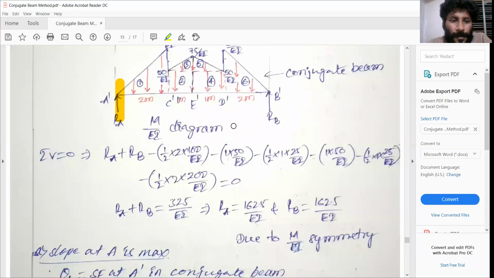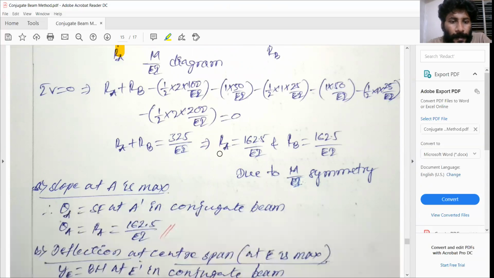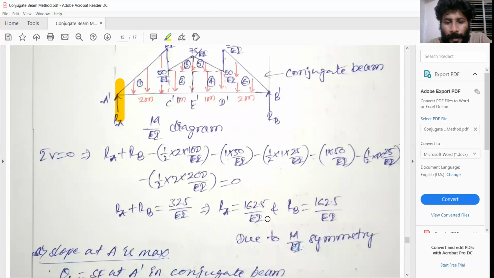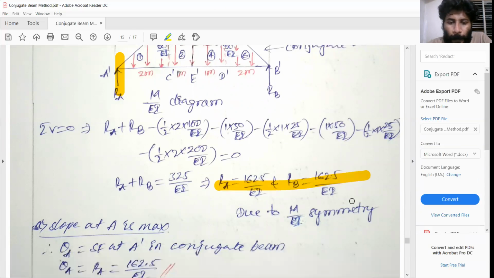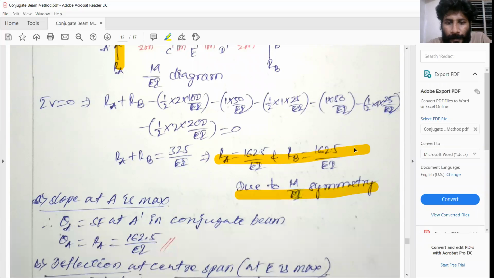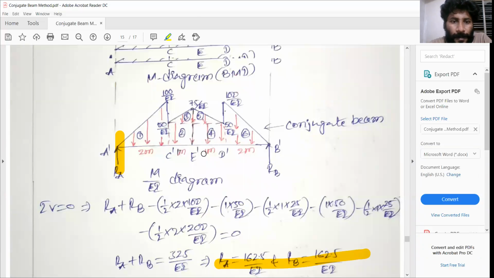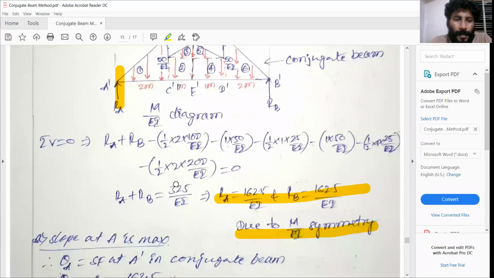So summation V is equal to 0, so I have to find the reactions. Whatever the upward reactions are, they are equal to the downward forces. Then again take moment about A, and we'll get the RA and RB values. Due to symmetry, we can say RA is equal to RB, because we can see that it's a symmetrical loading on the conjugate beam.